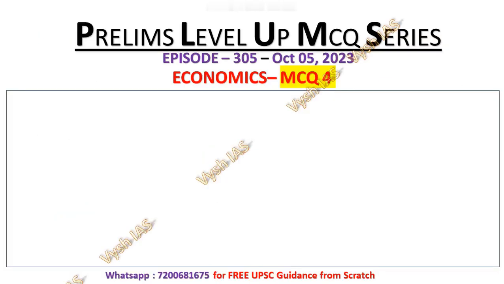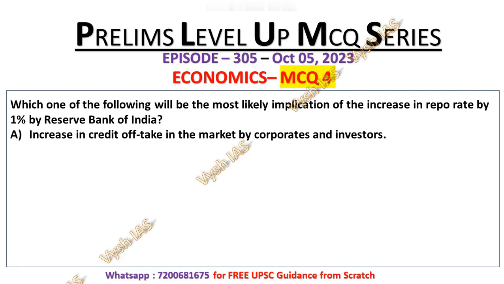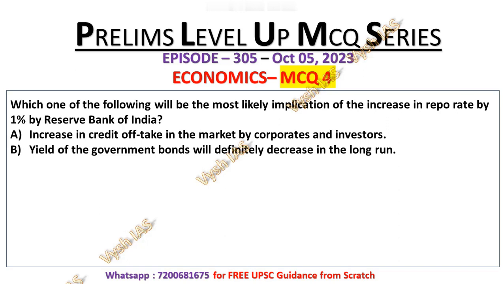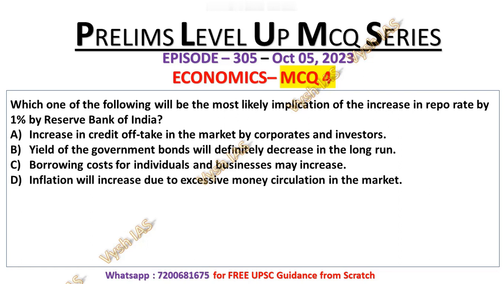Now MCQ number 4. Which one of the following will be the most likely implication of increasing in repo rate by 1% by Reserve Bank of India? Option A, increase in credit offtake in the market by corporates and investors. Option B, yield of the government bonds will definitely decrease in the long run. Option C, borrowing cost of individuals and business may increase. And last is inflation will increase due to excessive money circulation in the market. So this is conceptual question. So take 10 seconds and try to answer this question.